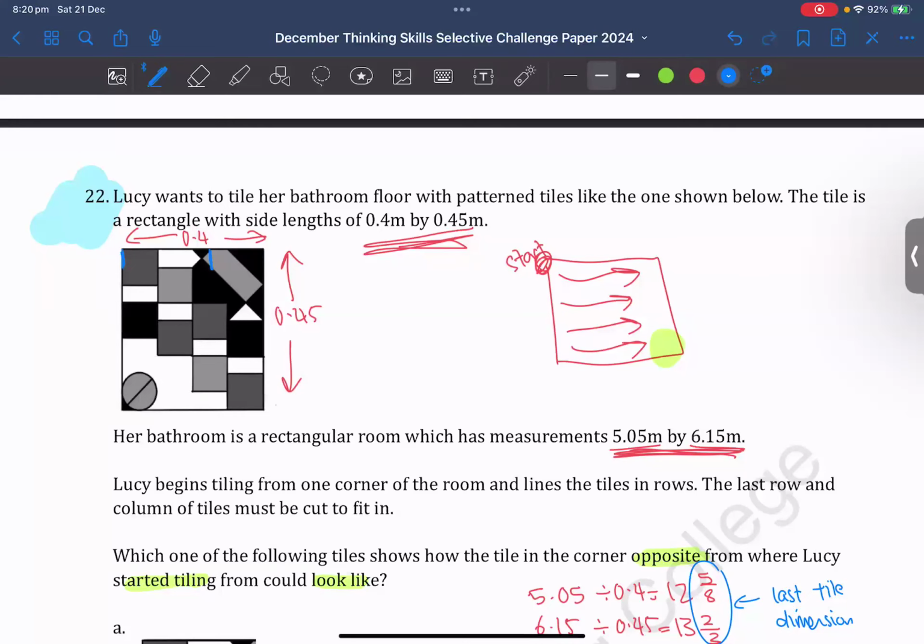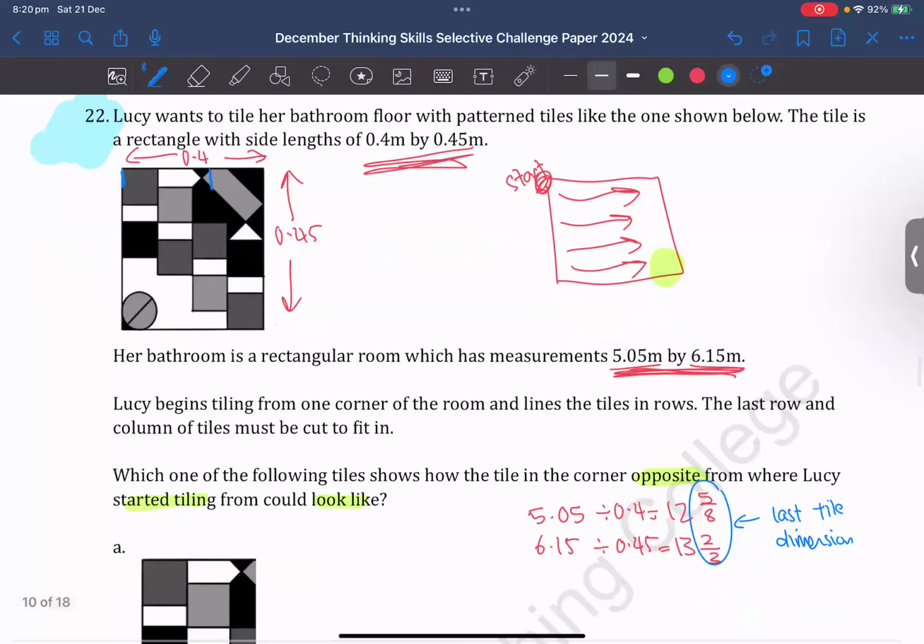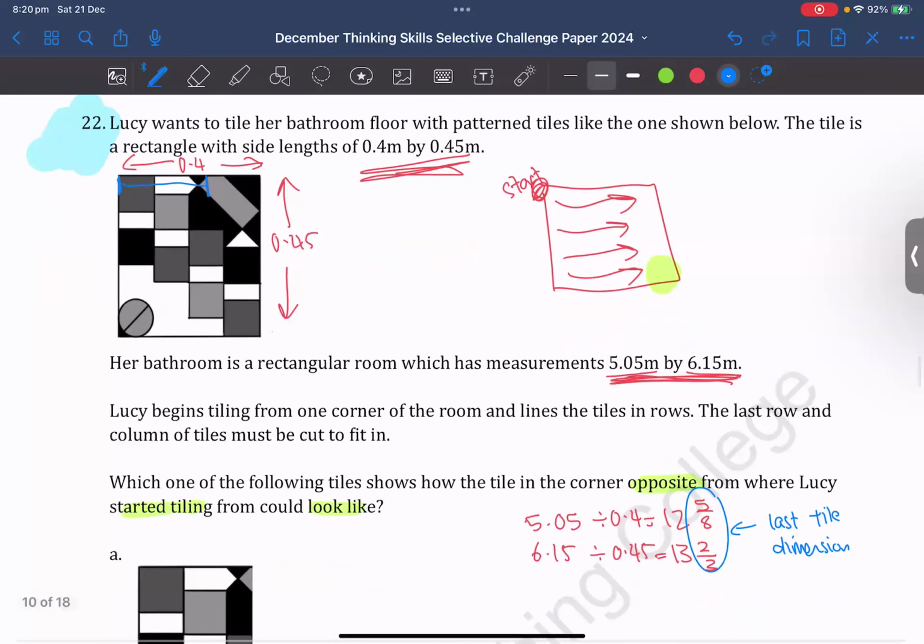Alrighty, and just to go back to your question, I think the most recent one, the actual selective test won't have any mistakes. I think this is just an error. Okay, so it should be 5/8, so this big, and then 2/3, so that should be roughly around here. So it should be a tile that looks something like this, and that's just 2/3 of the tile.